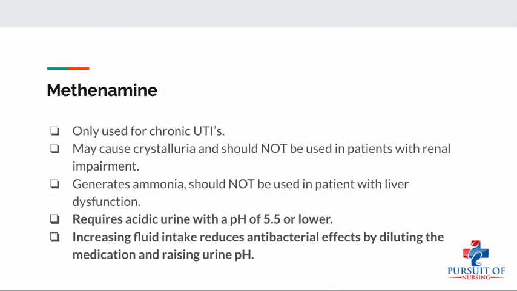And then you want increased fluid intake, but on this specific medication, increasing fluid intake too much will reduce the antibacterial effects by diluting the medication and raising the urine pH. So it's very tricky. Just know the specifics of it as far as it requires acidic urine. You don't want too much fluid intake because it can reduce those antibacterial effects of the medication, and it can generate ammonia, so you want to avoid use in liver patients.